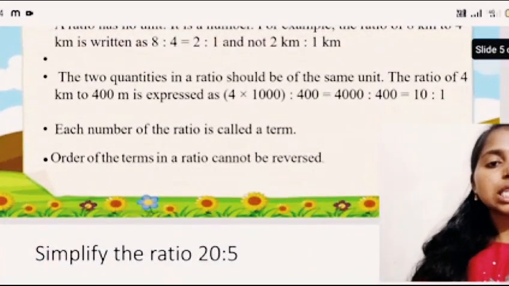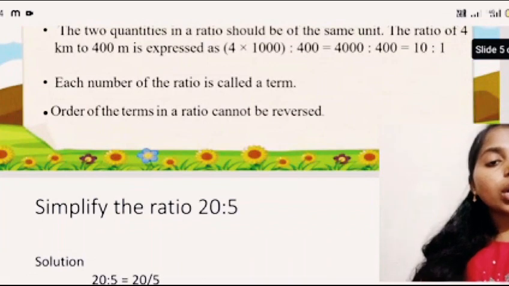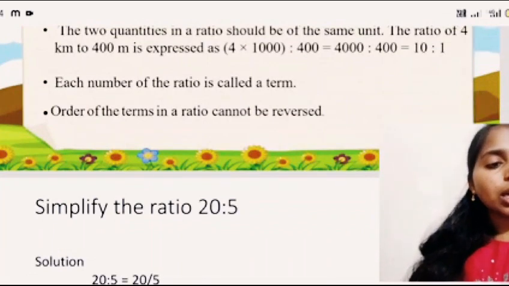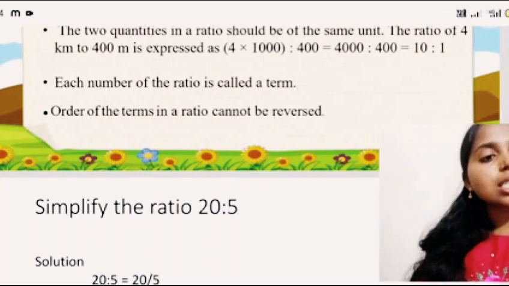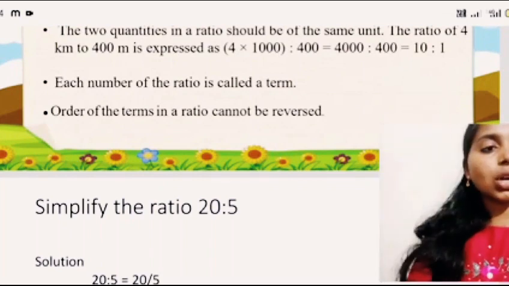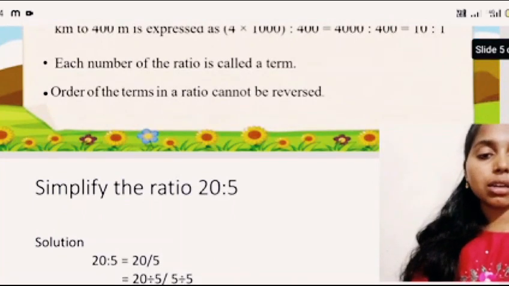Next, each number of the ratio is called a term. Term means if in a ratio A is to B, then the two numbers A and B are called the terms of the ratio. The order of terms in a ratio cannot be reversed. For example, 10:1 is a ratio, then we can't say that 1:10 is also the same. 10:1 and 1:10 are different. They are not the same. So the order of terms in a ratio cannot be reversed.